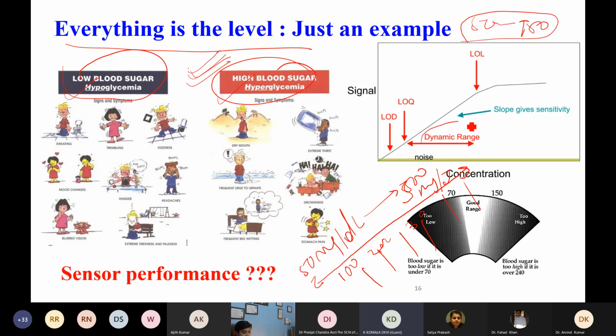That is the meaning of the dynamic range, and this is a universal truth, applicable for every type of sensor throughout the whole world without any exception. Dynamic range means it should be as wide as possible. That is the main thing.